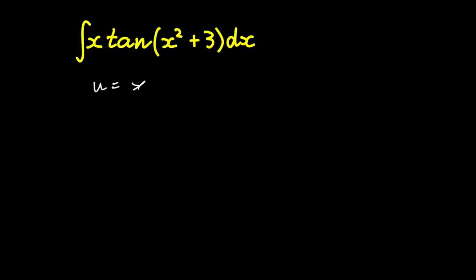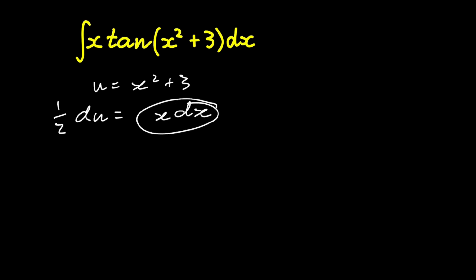So we have u equal to x squared plus 3. So we have the derivative of u in terms of x equal to 2x. So I take this 2 across. And now we're also going to substitute in 1 over 2 du for x dx. Okay, so let's rewrite the integral in terms of u.